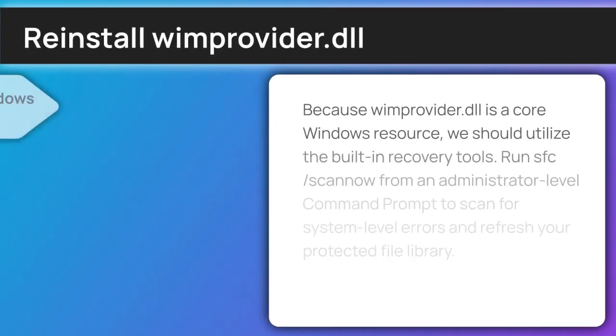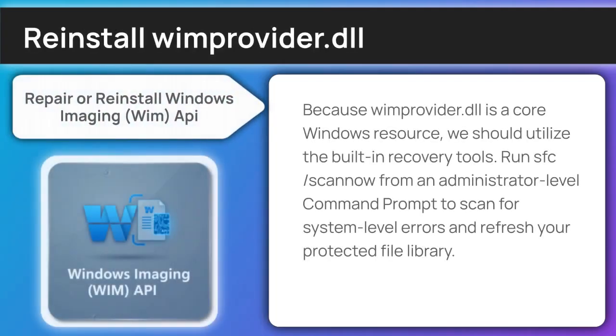Because WIM Provider Library DLL is a core Windows resource, we should utilize the built-in recovery tools. Run sfc /scannow from an administrator-level command prompt to scan for system-level errors and refresh your protected file library.